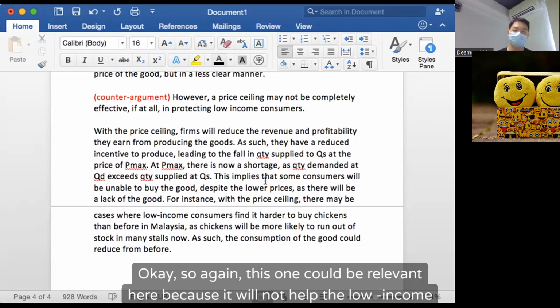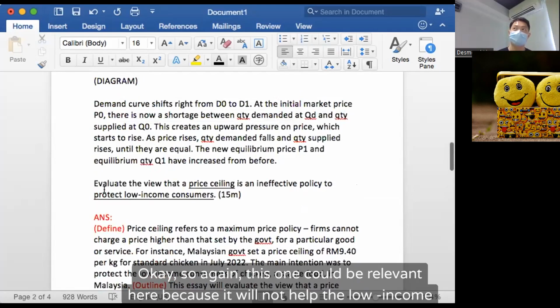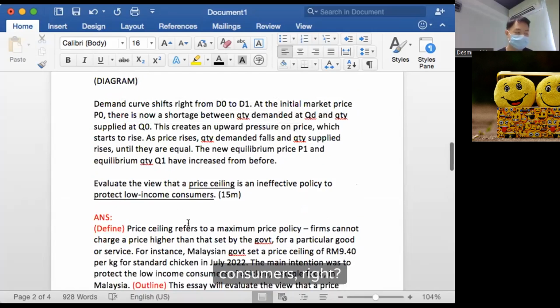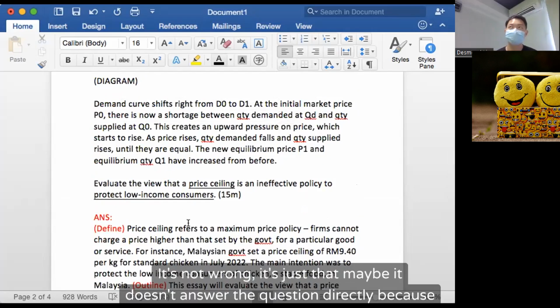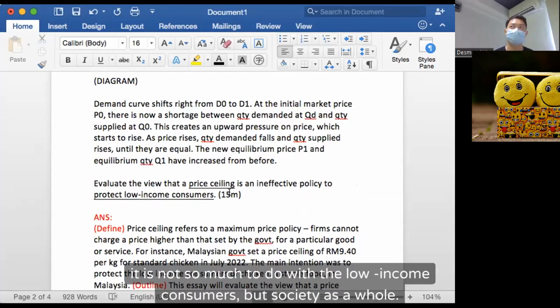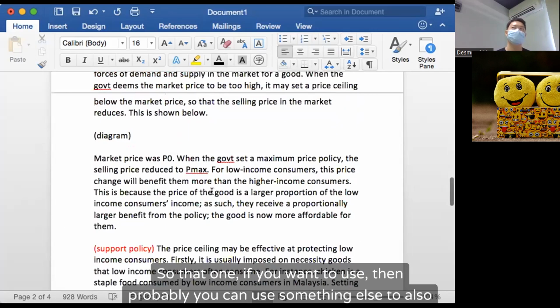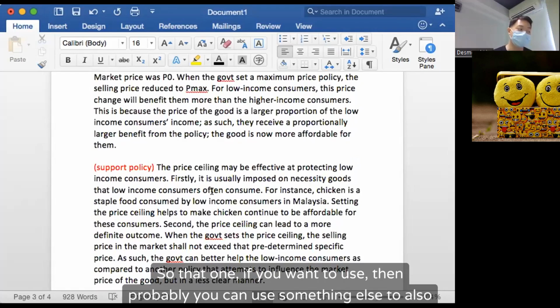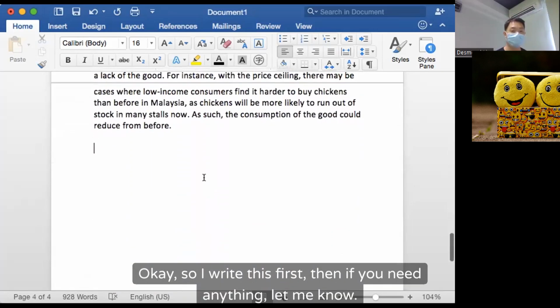Again, this one could be relevant here because it will not help the low-income consumers, right? The deadweight loss and all that is not wrong. It's just that maybe it doesn't answer the question directly because it is not so much to do with the low-income consumers, but with society as a whole. So if you want to use that, then probably you can use something else to also support that point. I write this first, then if you need anything, let me know.